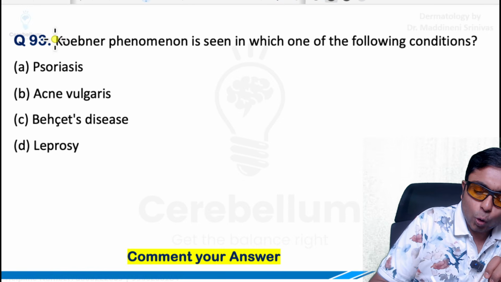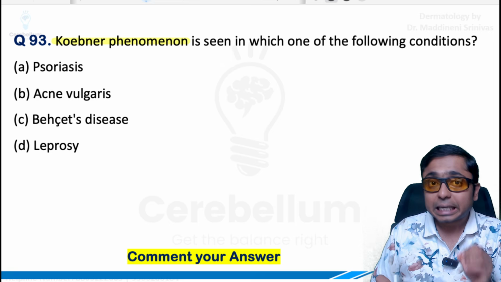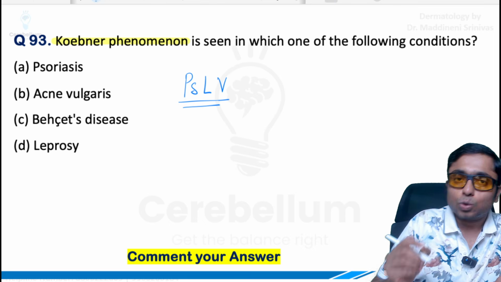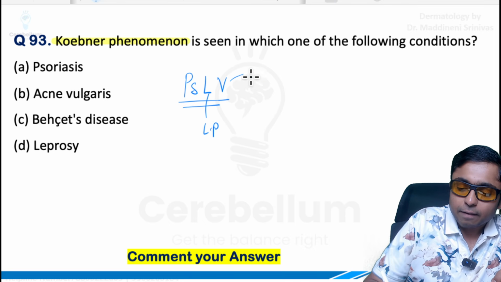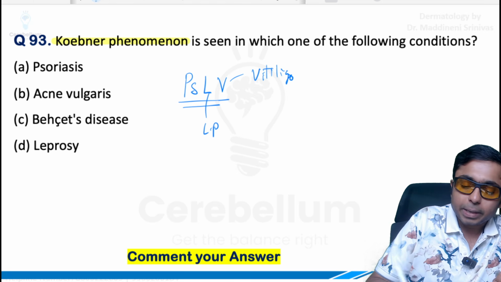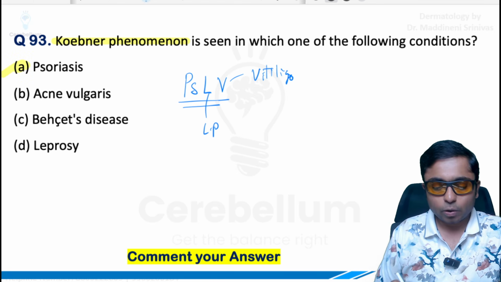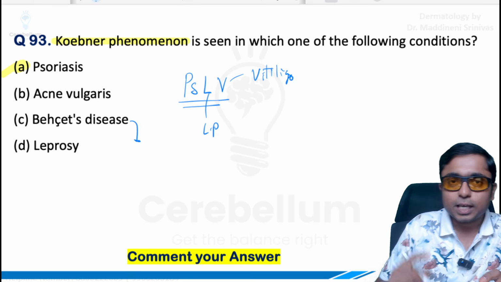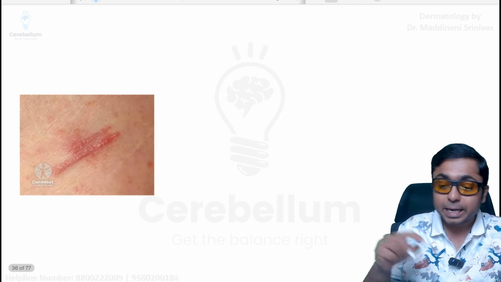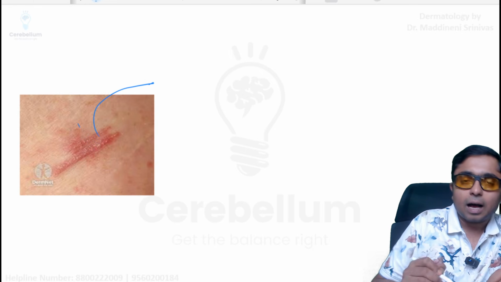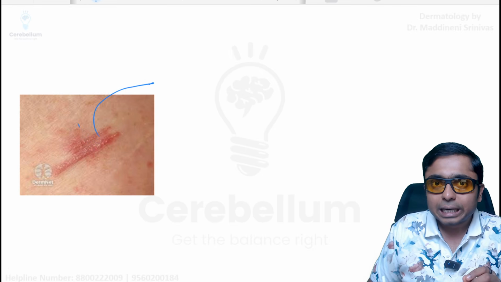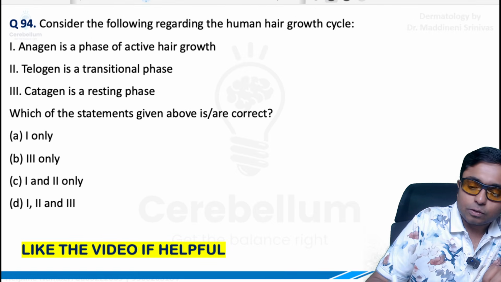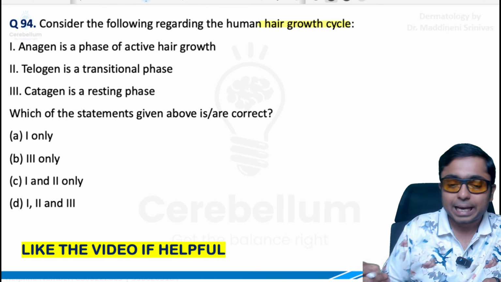Next is a one-liner. Koebner's isomorphic phenomenon can be seen in which disorders? I hope you remember this simple mnemonic: PSLV, psoriasis, lichen planus, V for vitiligo. So the answer here will be option A, that is psoriasis. Very straightforward question. And if you look carefully at the other options, Behçet's disease had one question, and leprosy had one question in this same paper. So this is the appearance of morphologically similar looking lesions at the sites of trauma: Koebner's isomorphic phenomenon.